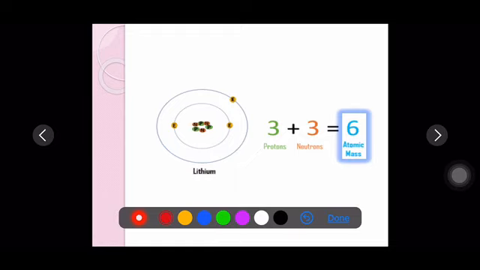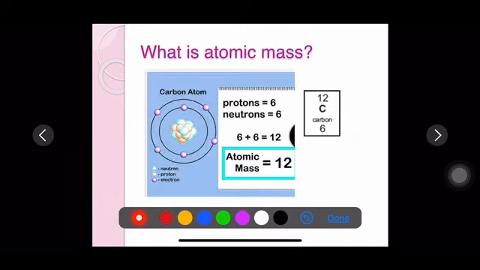Before that, some information about atomic mass. Atomic mass is the total number of protons and neutrons in the nucleus of an atom. For example, lithium has 3 protons and 3 neutrons, so collectively they make the atomic mass, that is 6. So lithium has an atomic mass of 6. Similarly, carbon has an atomic mass of 12 because it has 6 protons and 6 neutrons. So atomic mass is the total number of protons and neutrons present in the nucleus of an atom.